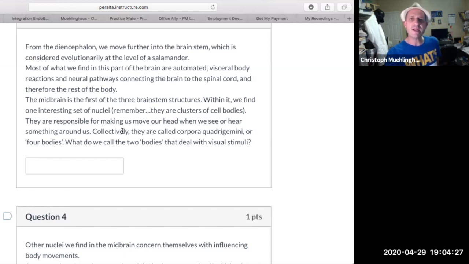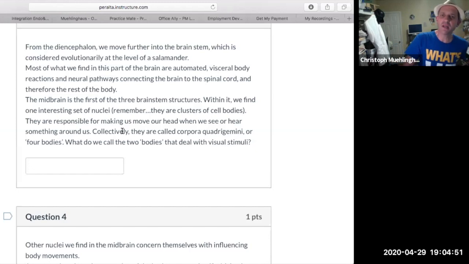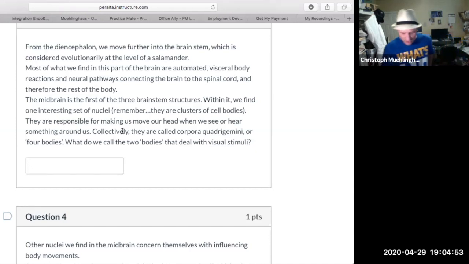The midbrain is the first of the 3 brain structures. Within it, we find one interesting set of nuclei. Remember, those are clusters of cell bodies. They are responsible for making us move our head when we see or hear something around us. Collectively, we'll call them corpora quadrigemini, or 4 bodies. What do we call the cell bodies that deal with this visual stimuli? Any idea?